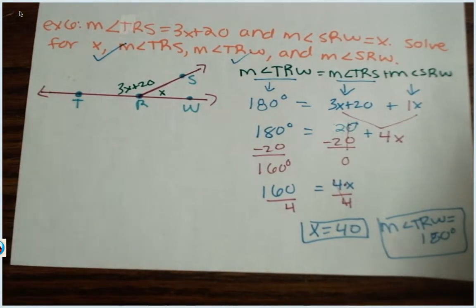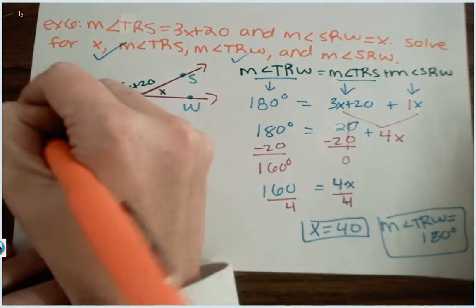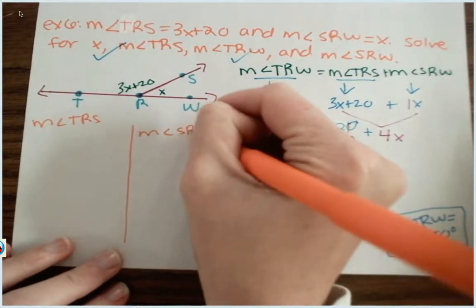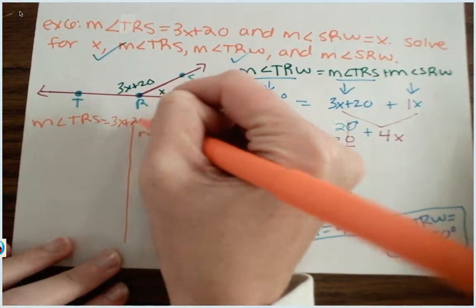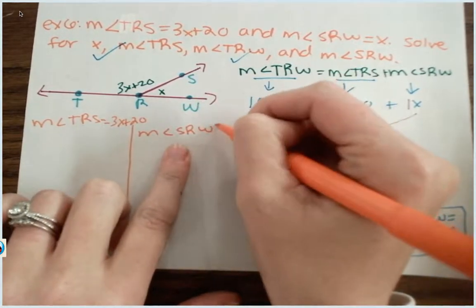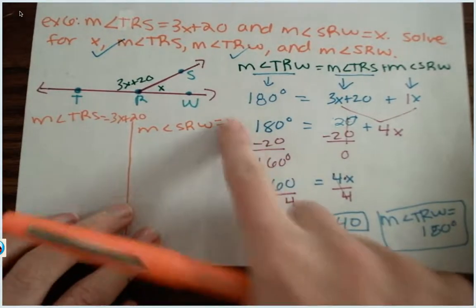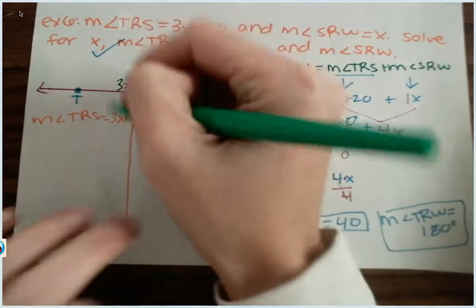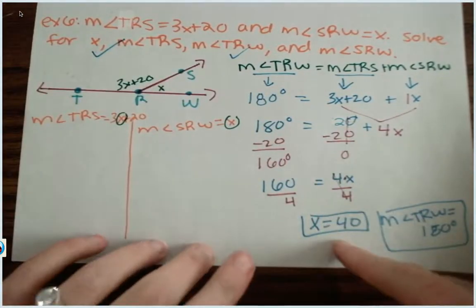I'm going to set that up over here. I'm going to solve for the measure of angle TRS and the measure of angle SRW, where TRS equals 3x plus 20 and SRW equals x. Since I know my x is 40, I can just substitute in these values for x, and bam, I'll have these angles solved for. This x and this one are both going to transform into my 40.